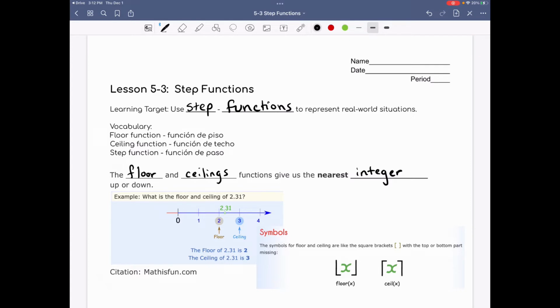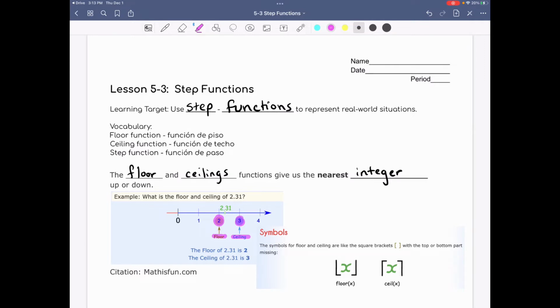For example, what is the floor and ceiling of 2.31? And there's a picture here. 2 would be the floor because that's going down. And ceiling would be 3 because that would be rounding up. So it's actually not like rounding because, rounding, if it's 0.5 or greater, you round up. But this is just saying, what are the two numbers that 2.31 is between? It's between 2 and 3, and so the floor is 2 and the ceiling is 3.